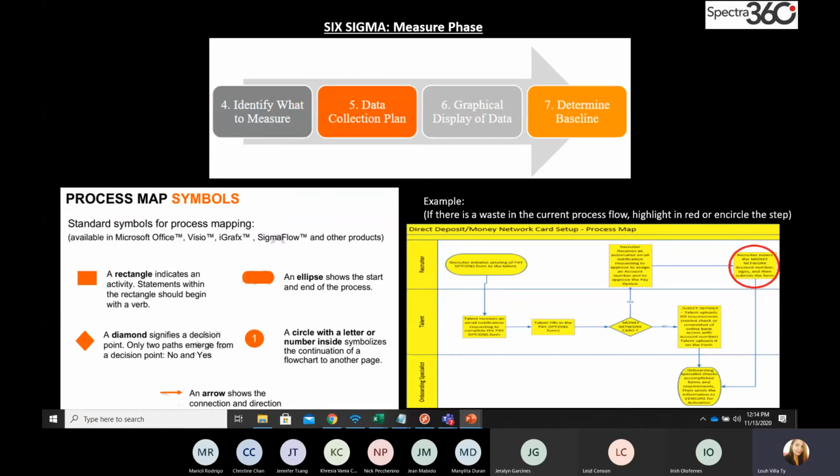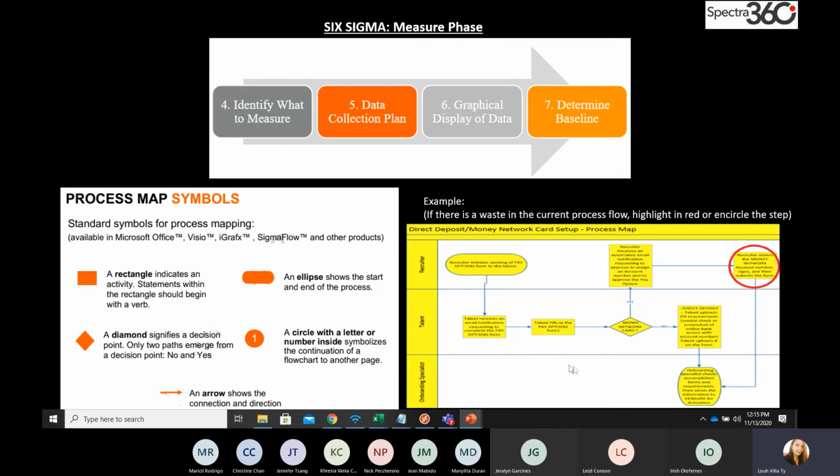Okay, so we are in the second phase, which is the measure phase. There are 4 steps of the measure phase. On this measure phase, since you are doing a process improvement project, any process that we already have is your presentation for the measure phase. So say for example, you're trying to eliminate some waste in the process, or you're trying to enhance the direct deposit money network card setup process, just like what I snipped here. So for the measure phase, you just need to snip our process.